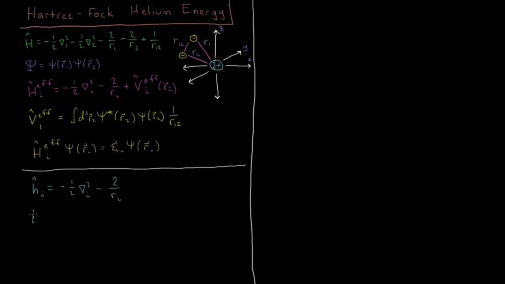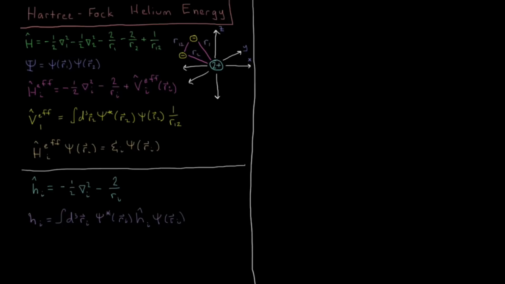Okay, then we can define a one-electron energy, the energy that only depends on that one electron. That one-electron energy would be the integral over all 3 spatial dimensions of that electron, psi star of Ri, times this h operator, the kinetic energy and the attraction to the nucleus, the one-electron operator, times psi of Ri. Okay, so that's the standard expectation value of that operator.